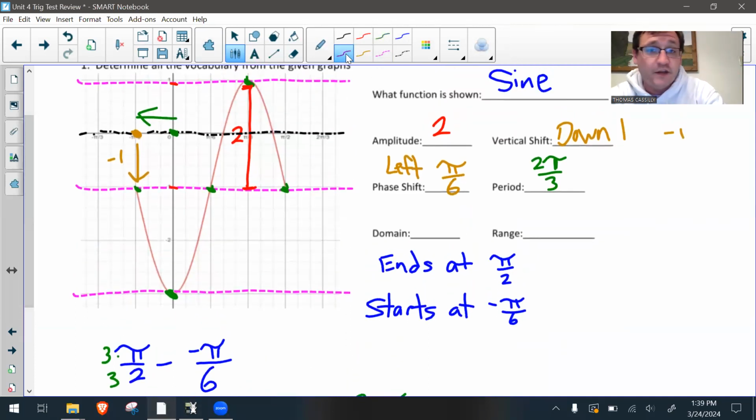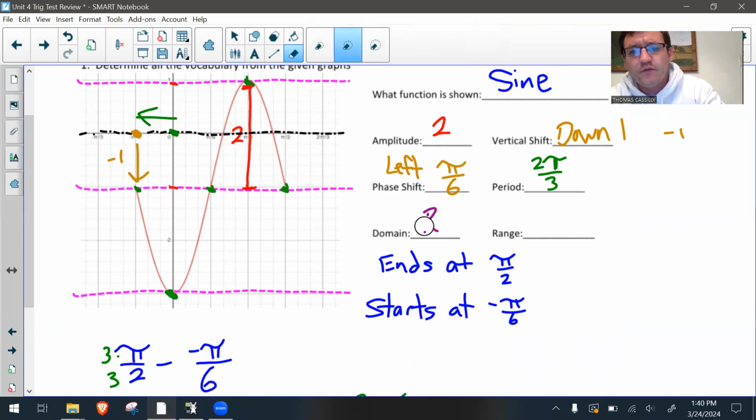The domain, easiest question on this entire unit. All right, sine and cosine, the domains, all real numbers. And actually here, I don't want to use that.